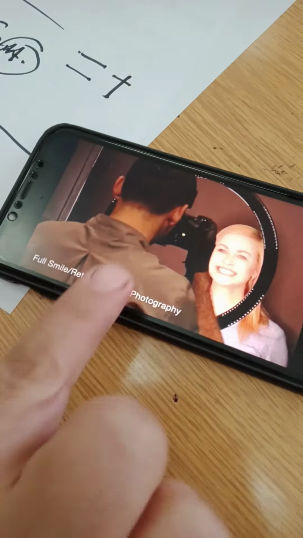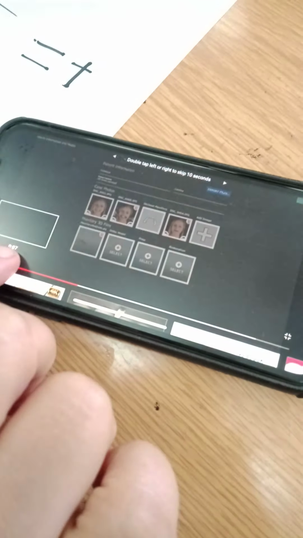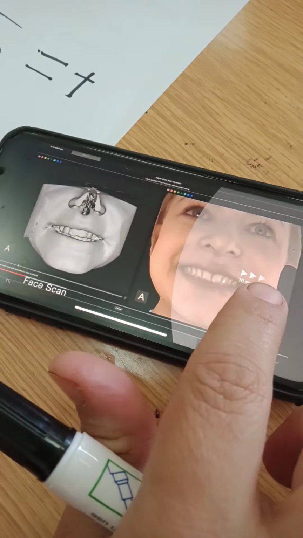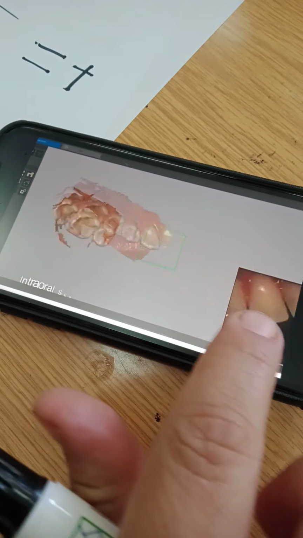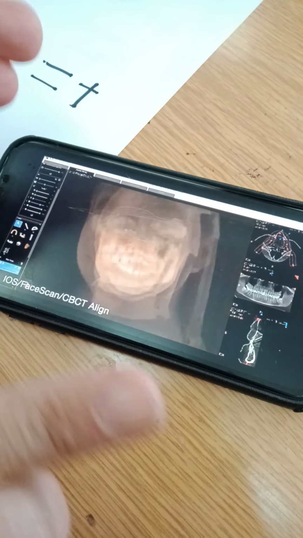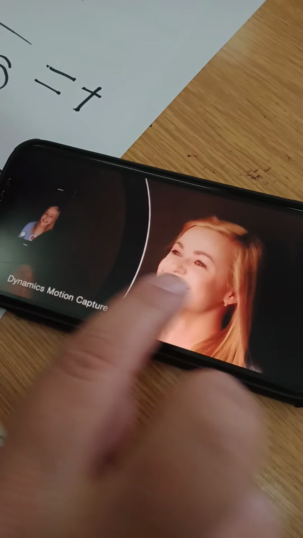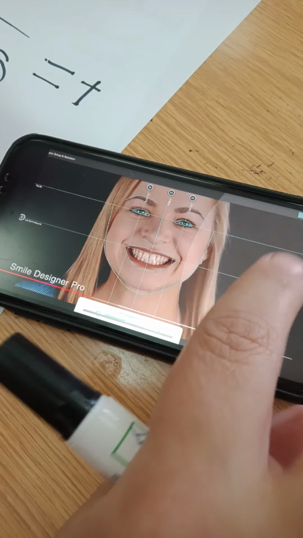Okay, it talks about how they are taking the full photography, and they're making some scan of the face. You have intraoral images, and they are overlapping the images on the CBCT. They're also telling you about other types of systems.